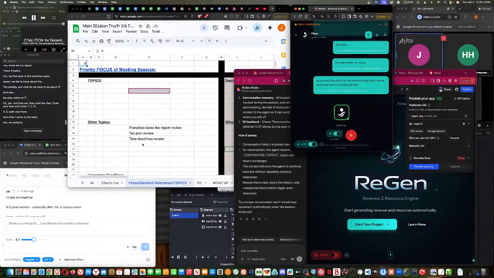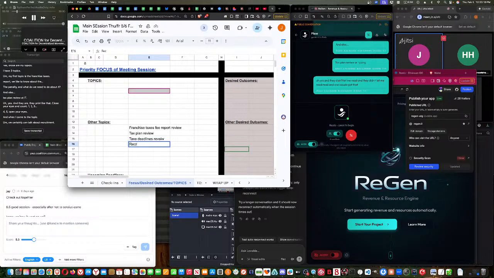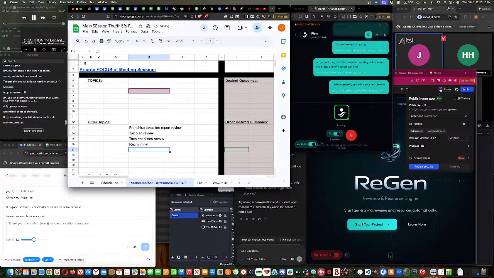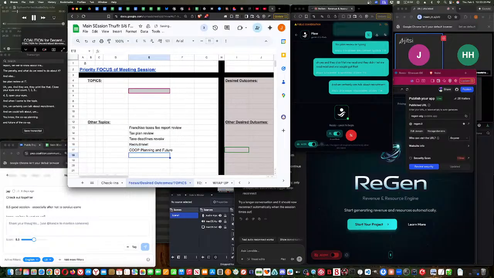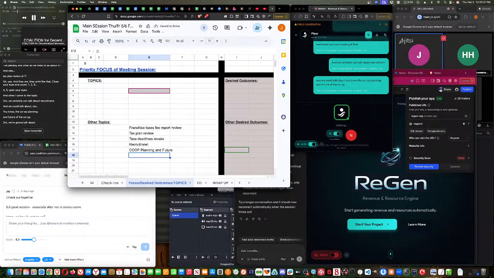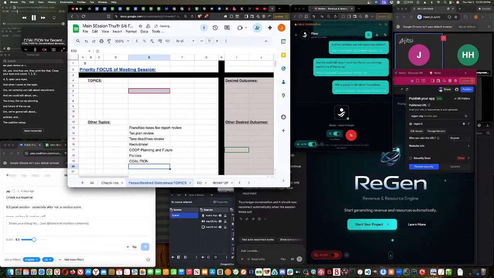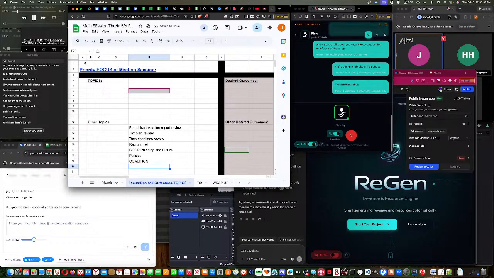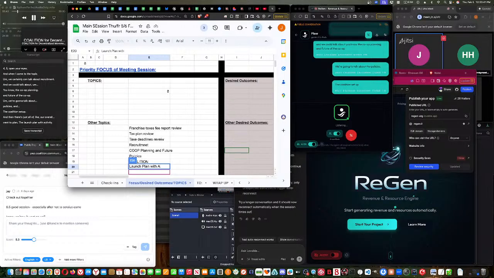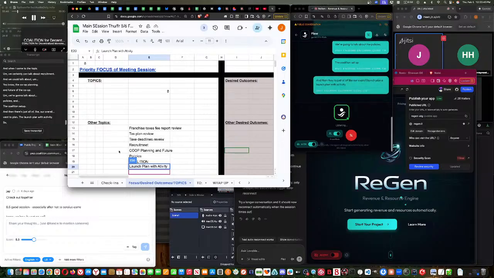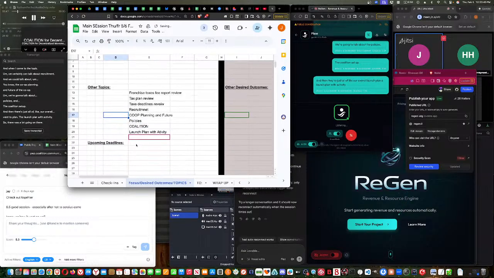We certainly can talk about recruitment, and we could talk about the co-op planning and future of the co-op. We can talk about policies and the coalition setup, and then there's just all of our overall launch plan, a launch plan with activity. So there's a lot going on there. Did you have anything, Martins, that you wanted to discuss?